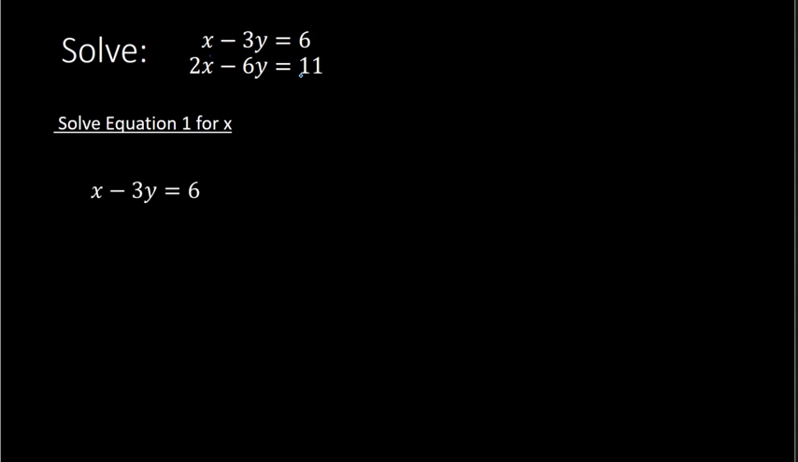So we have x minus 3y equals 6. To solve for x, we simply add 3y to both sides. Now we have x equals 6 plus 3y, or 3y plus 6, same thing. Now step 2 is I want to use the second equation and plug in 3y plus 6 in place of x.